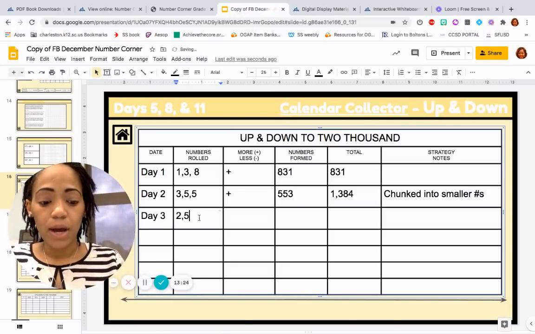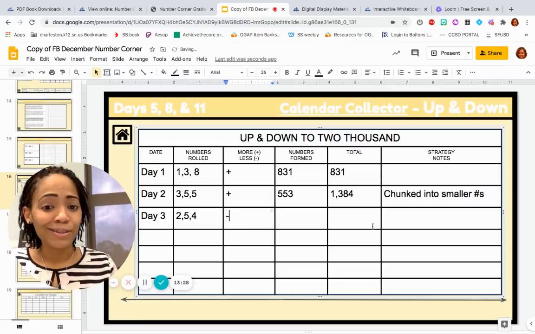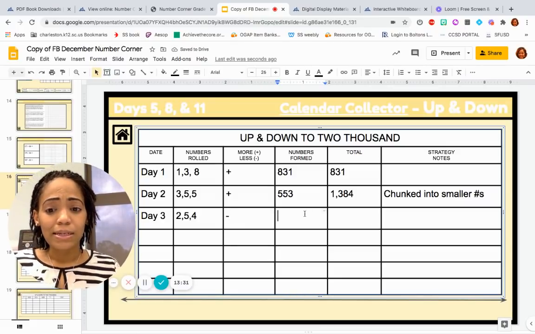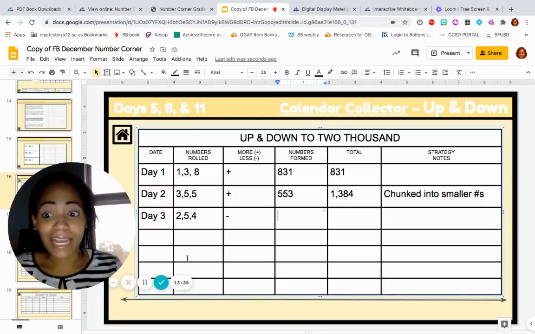All right, we got a 2, a 5, and a 4. So, what number should we make if we're playing for less and our goal is to get to 2,000? Yeah, we should probably create a small number.